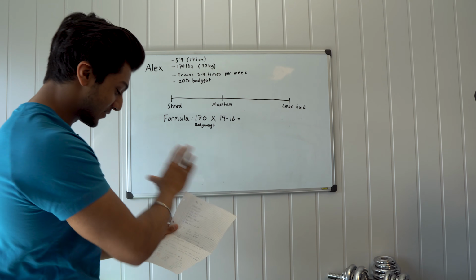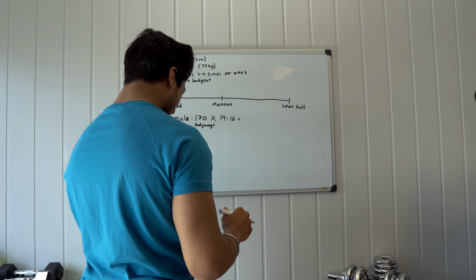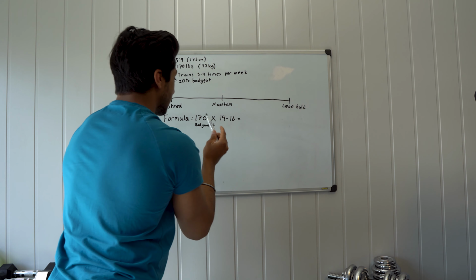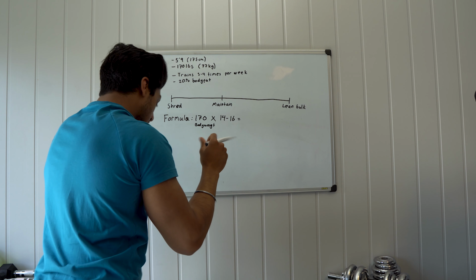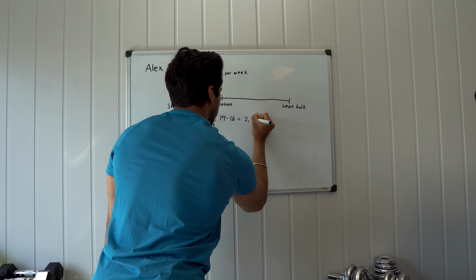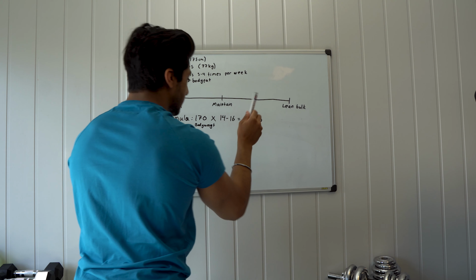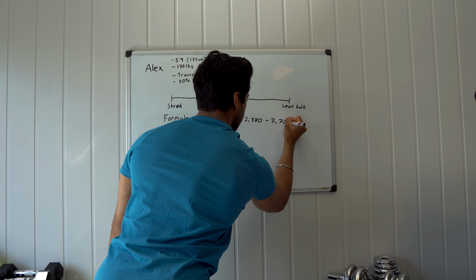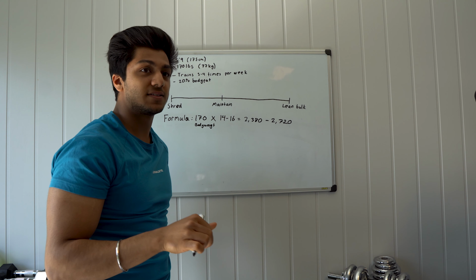I just calculated everything before I shot this video. If you do 170 lbs times 40, you get 2,380. Or if you do 170 times 16, you get 2,720. This is calories. So Alex is sitting a lot.